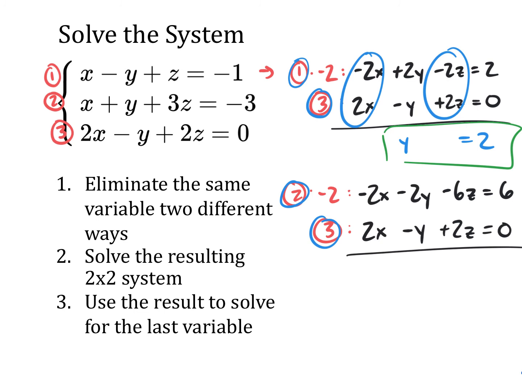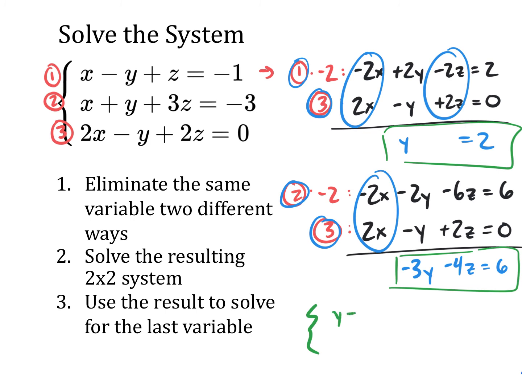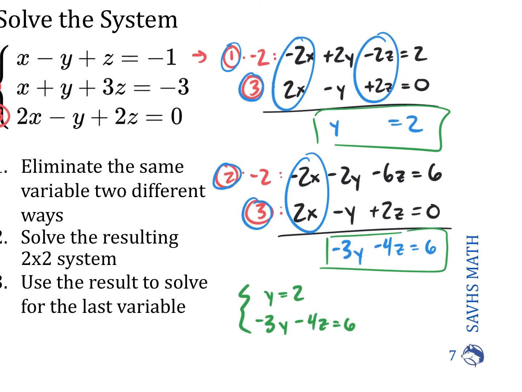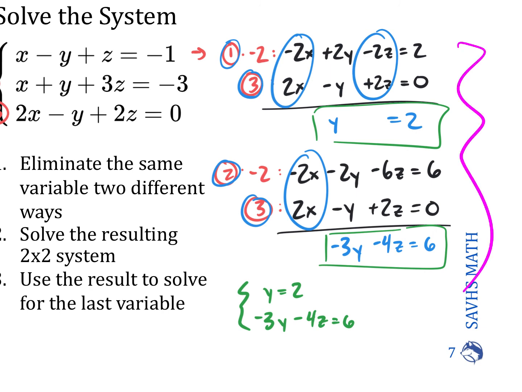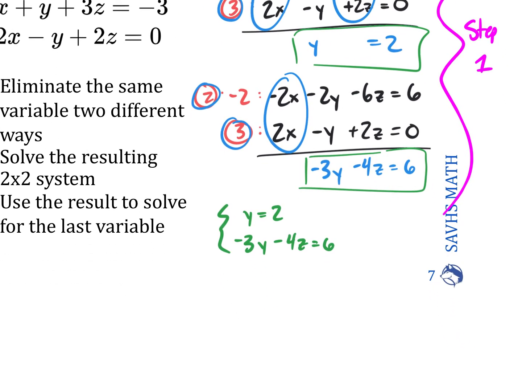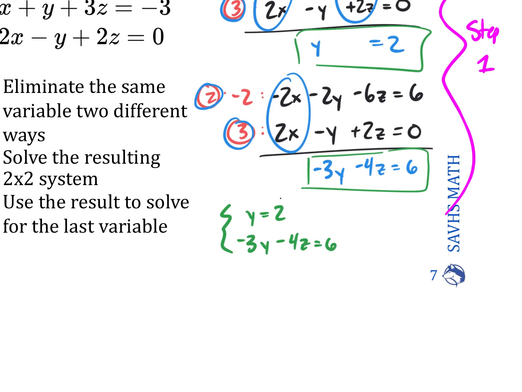So I get negative 3y. These eliminate, by the way, and then I get negative 4z equals 6. Okay, so that's my second equation, and then I'm going to solve the system y equals 2 and negative 3y minus 4z equals 6. Okay, so this was step 1. Step 2 is going to be to solve this system, but I already know what y is, so I'm going to take the y and put it in for y. And I'm going to see what I get.